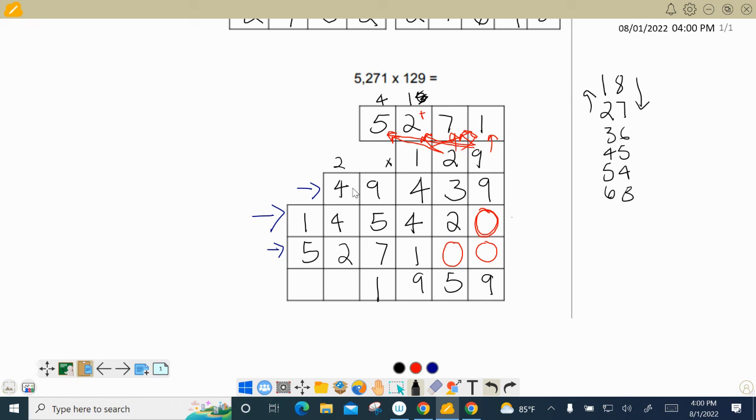All right, 2 plus 4 is 8. Wow, no, it's not. 2 plus 4 is 6. Plus 4 is 10. Plus 2 is 12. 1 plus 1 is 2. Plus 5 is 7. So my answer is 721,959. If you got it completely correct, then I want you to come give me a high five.